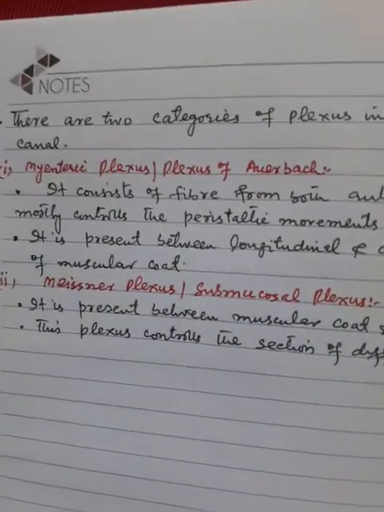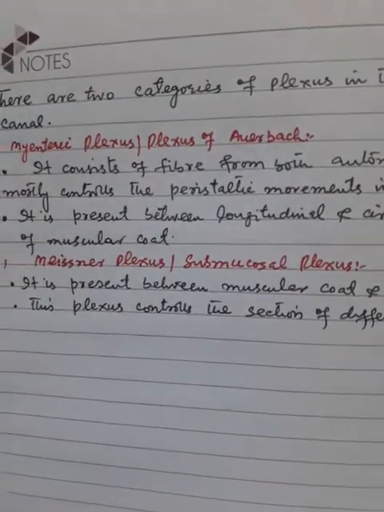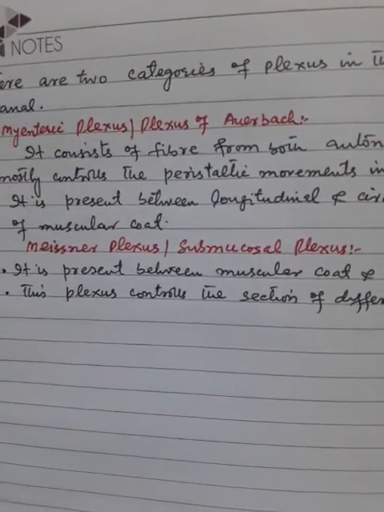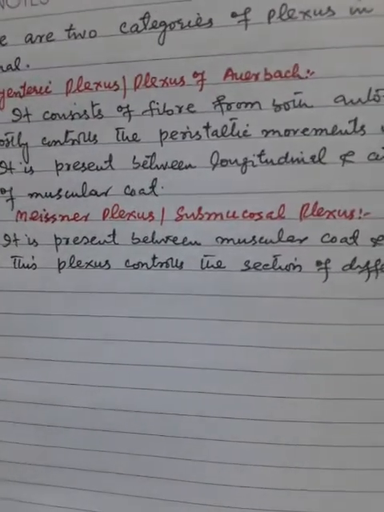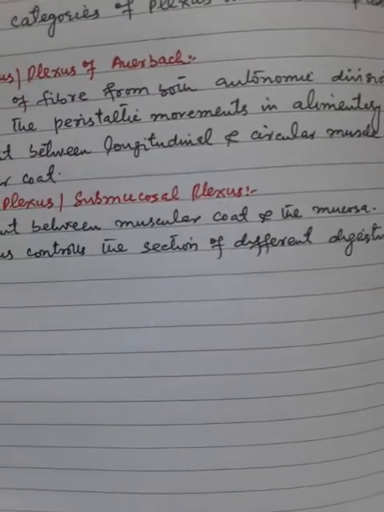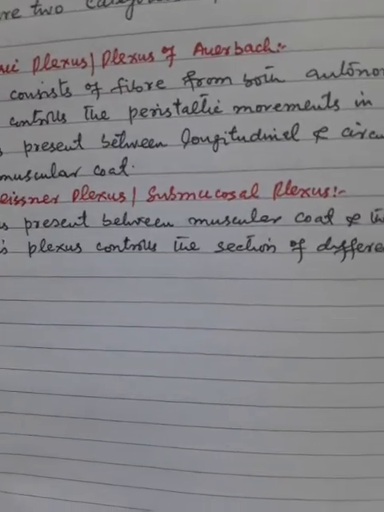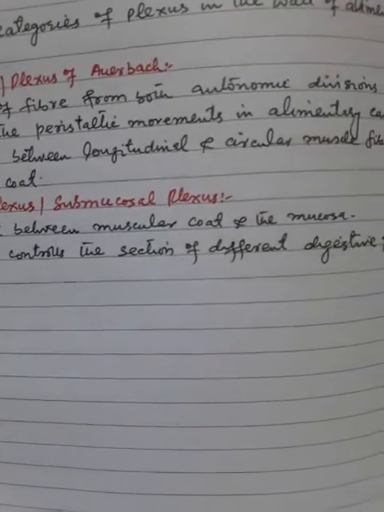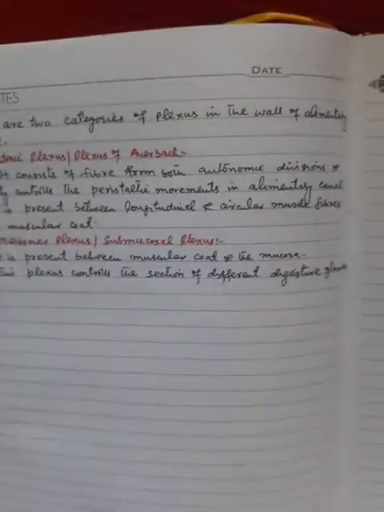Now second, Meissner plexus or submucosal plexus. It is present between muscularis and the mucosa. This plexus controls the secretion of different digestive glands.